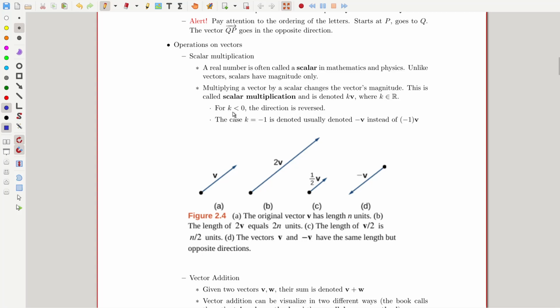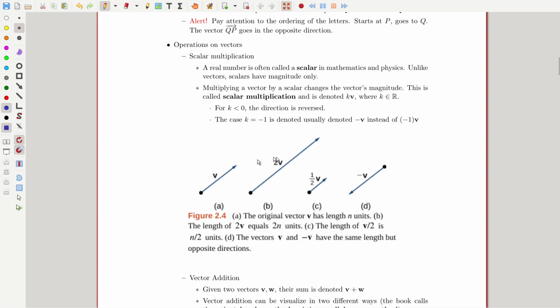And if k is a negative number, then the direction ends up being reversed. And there's a little comment that if k is -1 specifically, then usually you write this as minus v instead of -1 times v. So the negative of a vector just means that we're multiplying the vector by -1, which just means that we're reversing the direction of the vector. That comes into play with subtracting vectors, as we'll see shortly.